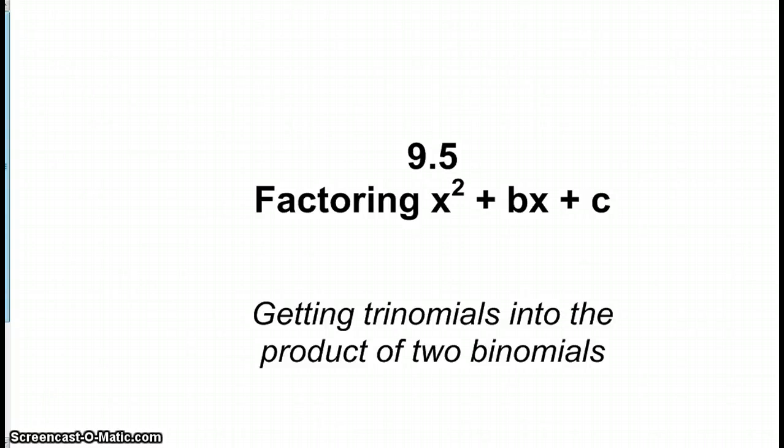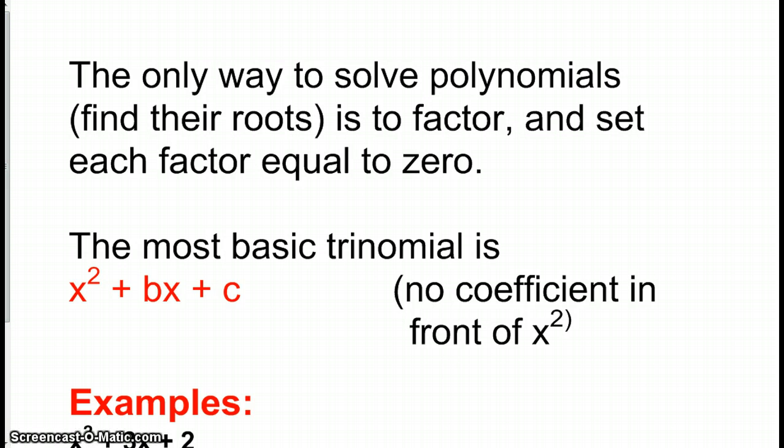This is section 9.5, factoring x squared plus bx plus c. In other words, we're now going to take a trinomial and make it the product of two binomials. The only way to solve polynomials is to factor and set each factor equal to 0. The most basic trinomial is x squared plus bx plus c.